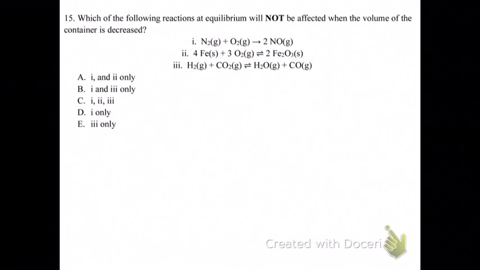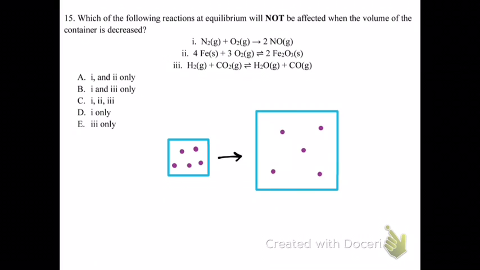This question asks, which of the following reactions at equilibrium will not be affected when the volume of the container is decreased? So recall that when we change the container volume, so let's say we go from this, here's our box with some particles in it, to this, or vice versa. So we could really think about this either direction. If we take a container and we increase the volume, that's going to cause the pressure to drop.